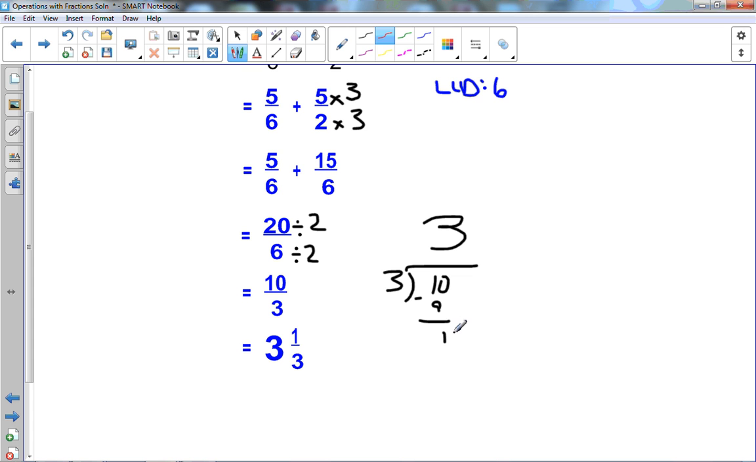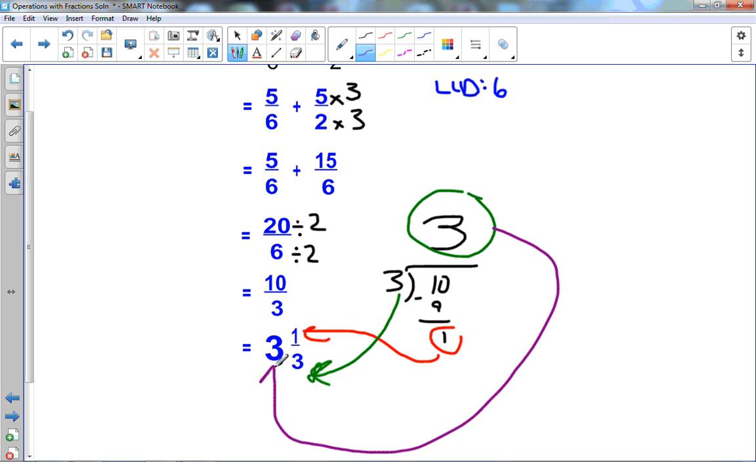So the following pieces are as follows. Here is your numerator. This is your denominator. And this whole number here, this goes there. Okay.